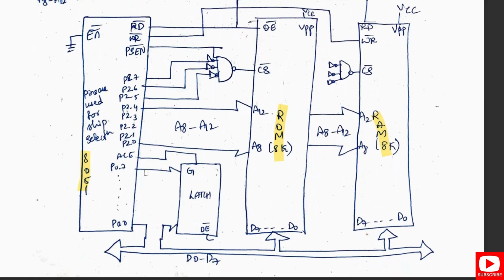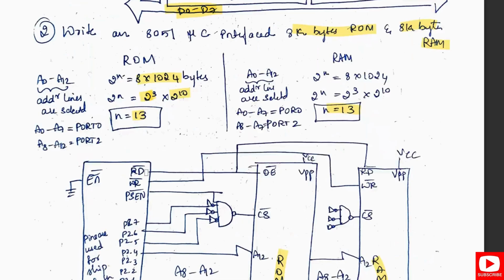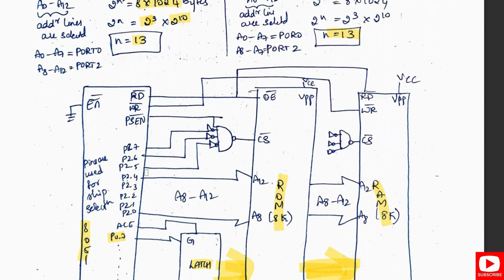Firstly, start with the P0 to P7. Here we are getting 8 address lines that is connected to the latch, and that we have to connect to the ROM, and then again that will be connected to the RAM. So here 8 lines are done. So how much do we need for the 13? The remaining, take it from port 2, that is 8, 9, 10, 11, 12, 13. That is 8 to 12. That is connected to RAM, and that continues to the ROM.